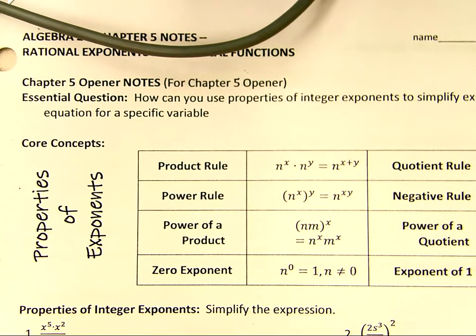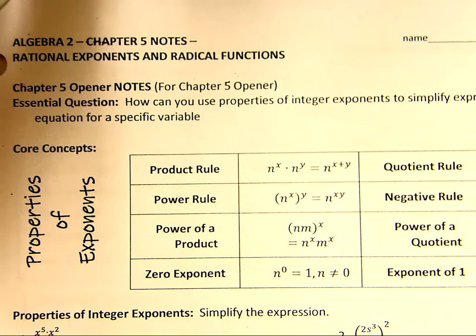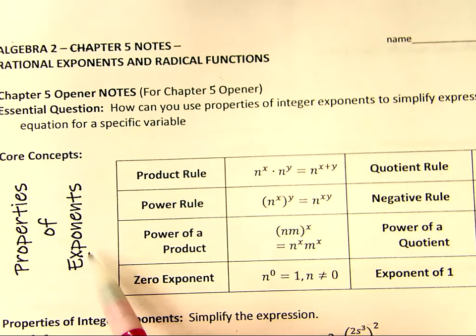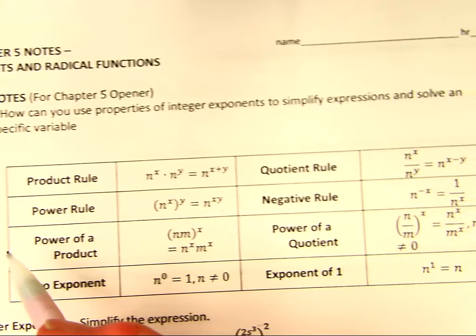These are the notes for 5.0, the Chapter 5 opener. So it's about working with exponents and products. So we've got some rules here. These are the properties of exponents. Hopefully you remember these from before.